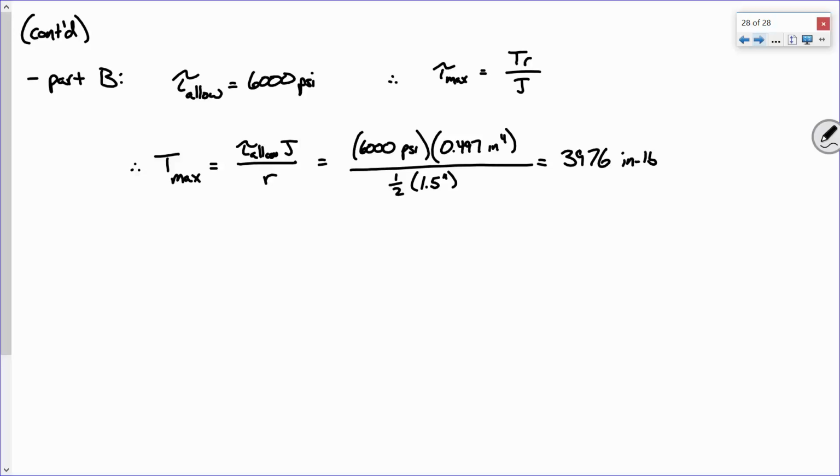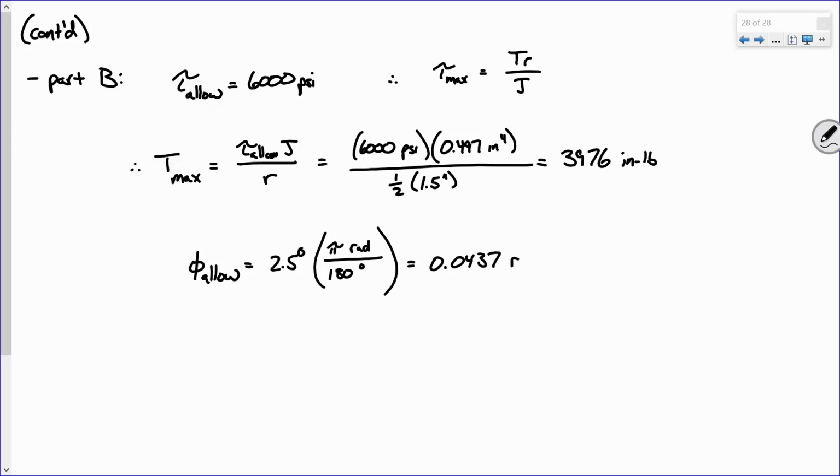Okay, now let's do the second one real quick. The second one says we have an allowable angle of twist of 2.5 degrees. Now don't get me wrong, while I enjoy thinking of things in degrees, I've got to convert that to radians. So I do that and that comes out to be something about like that, right? I just got to do that right off the bat.